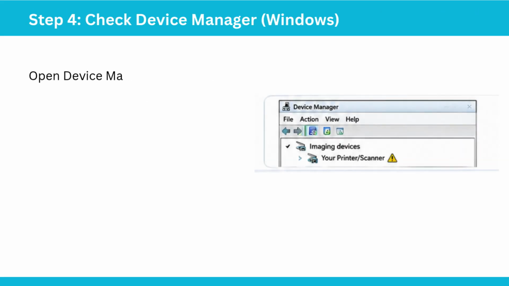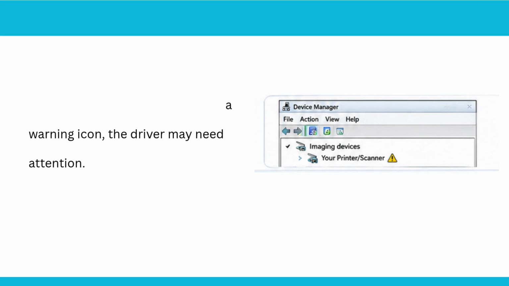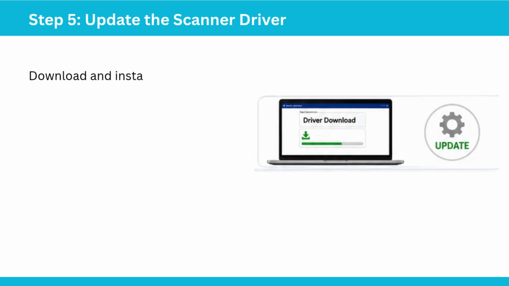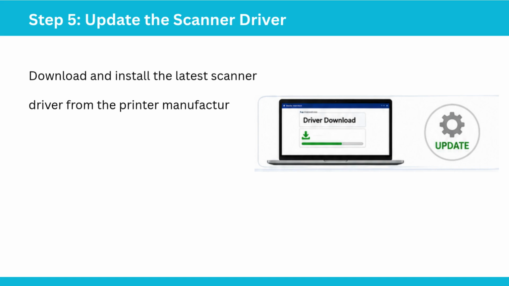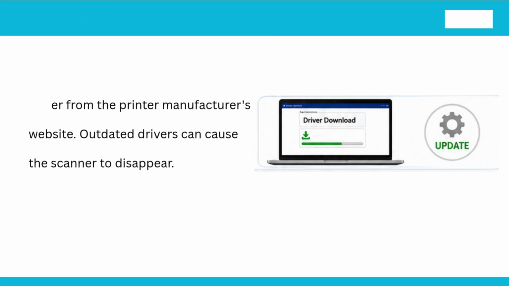Step 4. Check Device Manager, Windows. Open Device Manager and look for your printer or scanner. If you see a warning icon, the driver may need attention. Step 5. Update the scanner driver. Download and install the latest scanner driver from the printer manufacturer's website. Outdated drivers can cause the scanner to disappear.